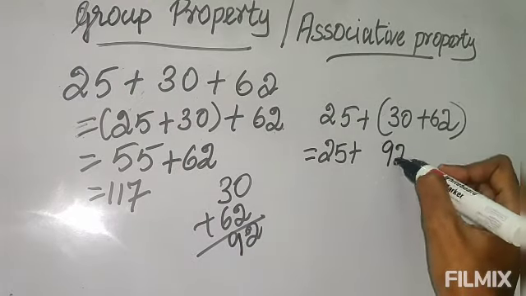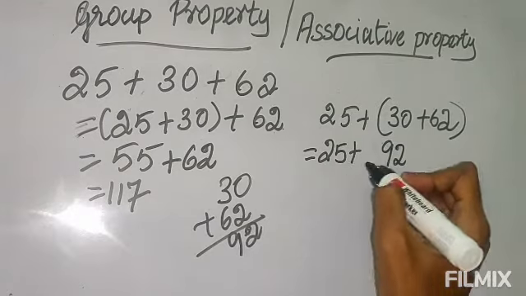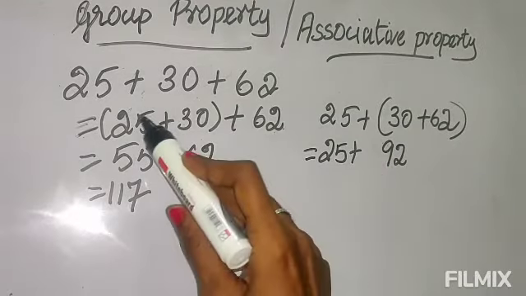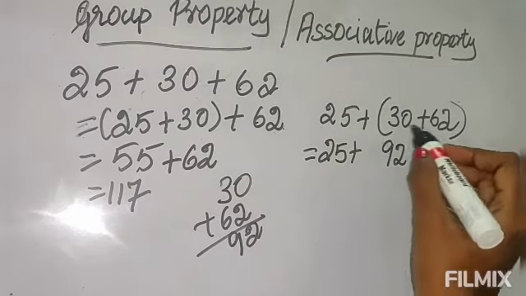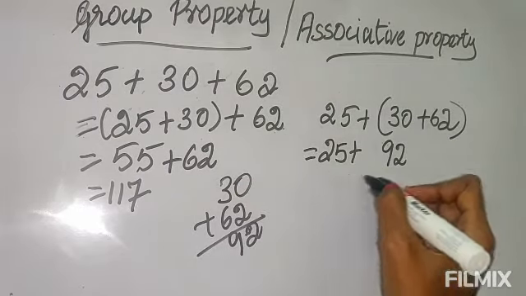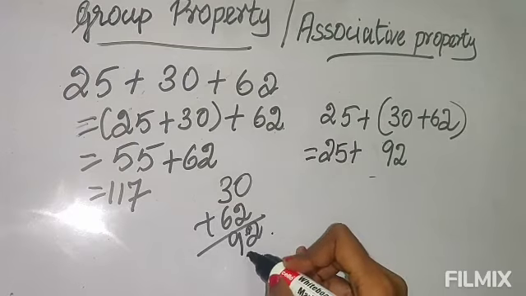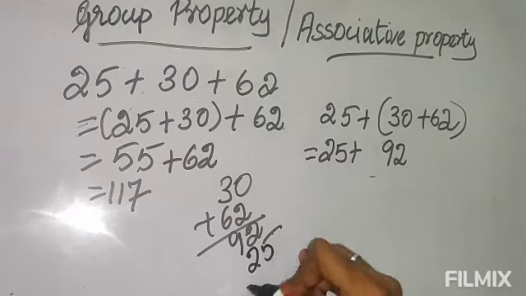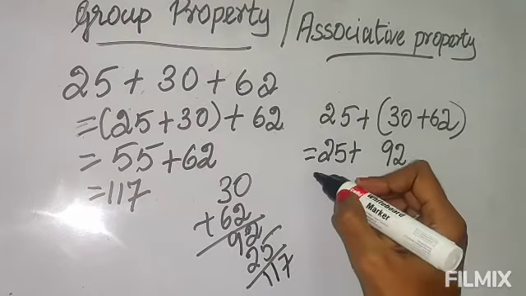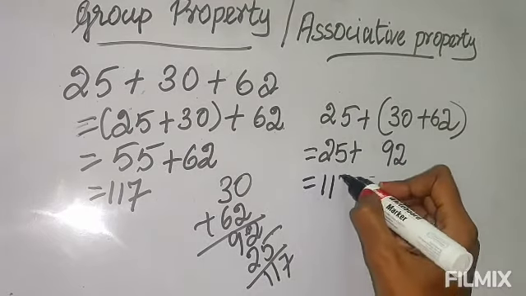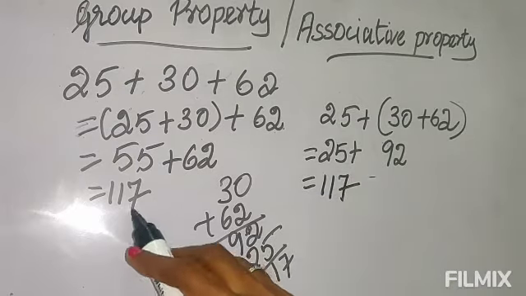So with this sum you will add the first number. Okay, here the first 2 numbers you added, and with that sum you added the third number, but here this sum you will add with the first number. So with this sum you will add the first number 25. If you add 2 plus 5 is 7, 9 plus 2 is 11. So here the sum is 117. Okay, now we can see both are the same.